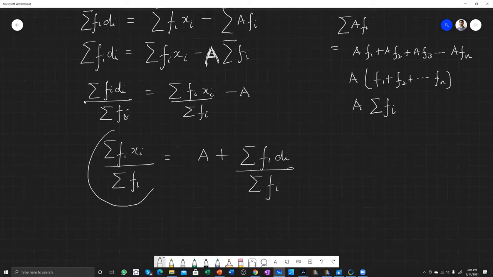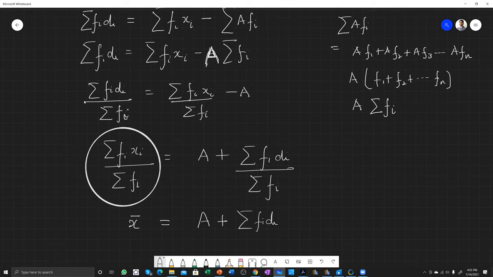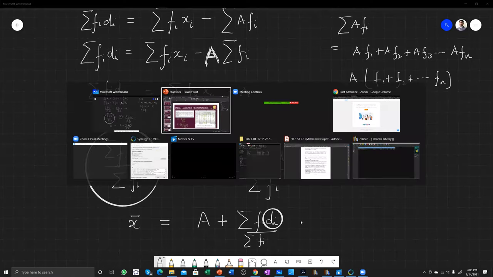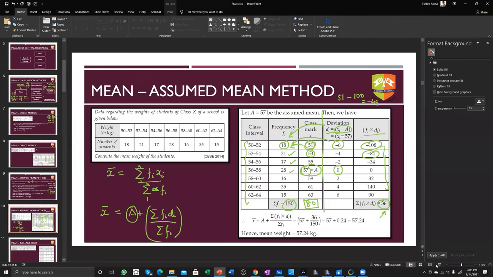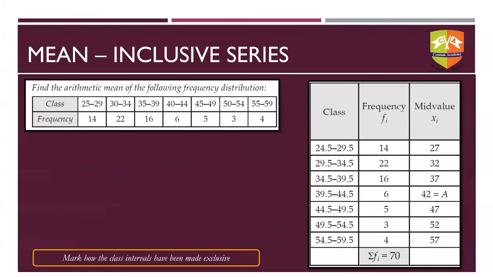So this is what, by direct method, was our x bar, the mean. And this is a plus summation f_i d_i, so instead of x_i's now I have d_i's here, divided by summation f_i. This is the formula for the assumed mean method. So whatever the assumed mean is, you can find out the mean of the entire grouped data. Hope it is clear. Now let's move forward.